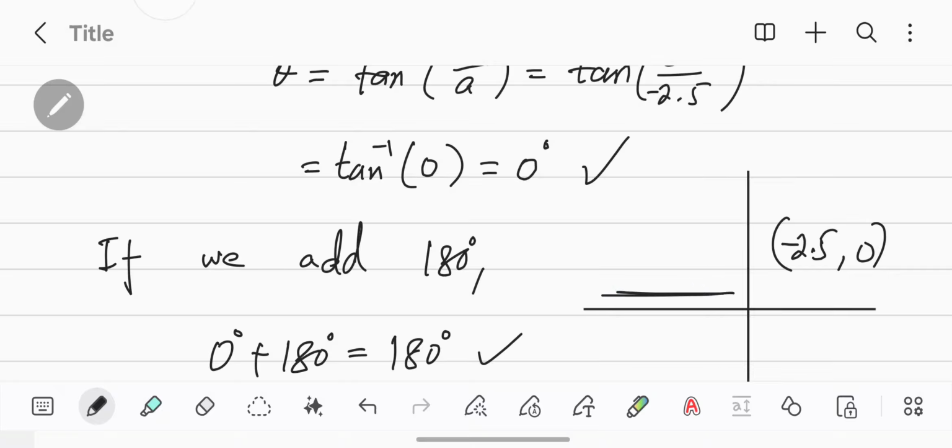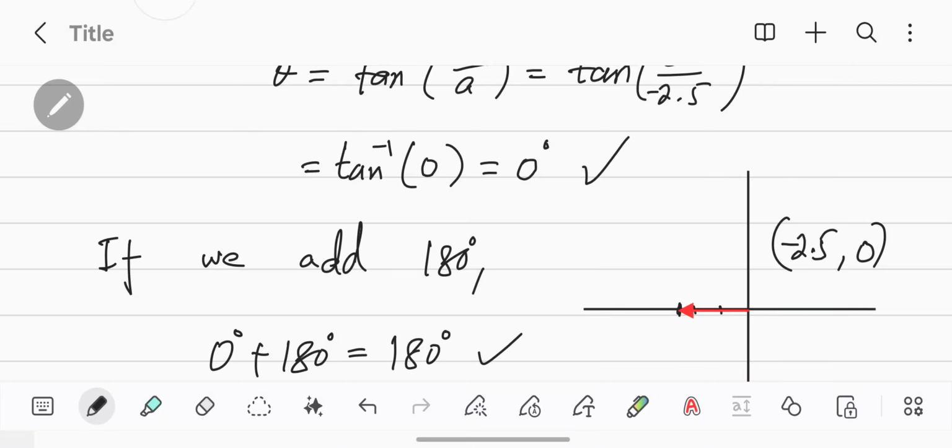Since this is the negative side of the x-axis, I have to go 1 unit, 2 units, and 2.5 units. So this is the point along the negative side of the x-axis, and along the y-axis I will neither go up nor go down, because I have to cover 0 distance. Then I draw a vector starting from the origin to the final point. So this is my original vector.